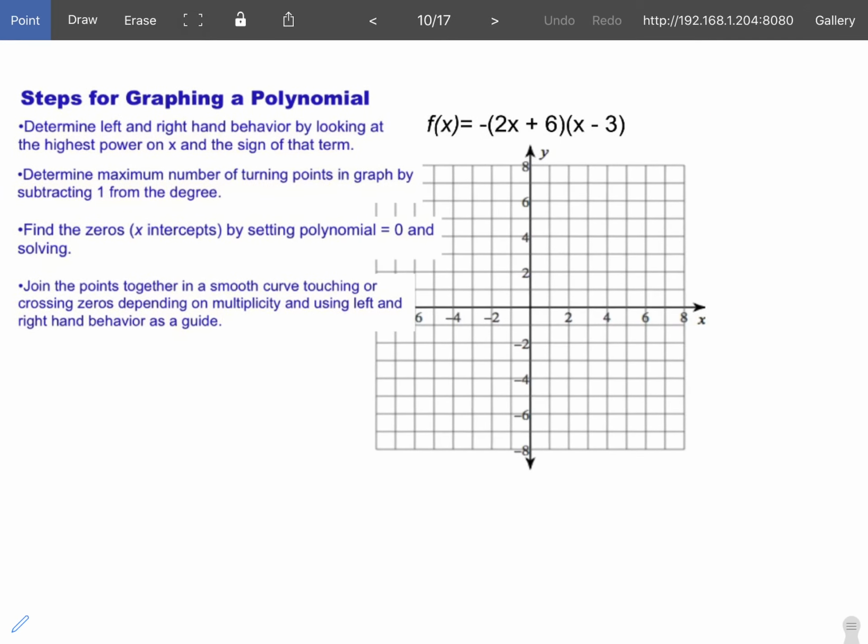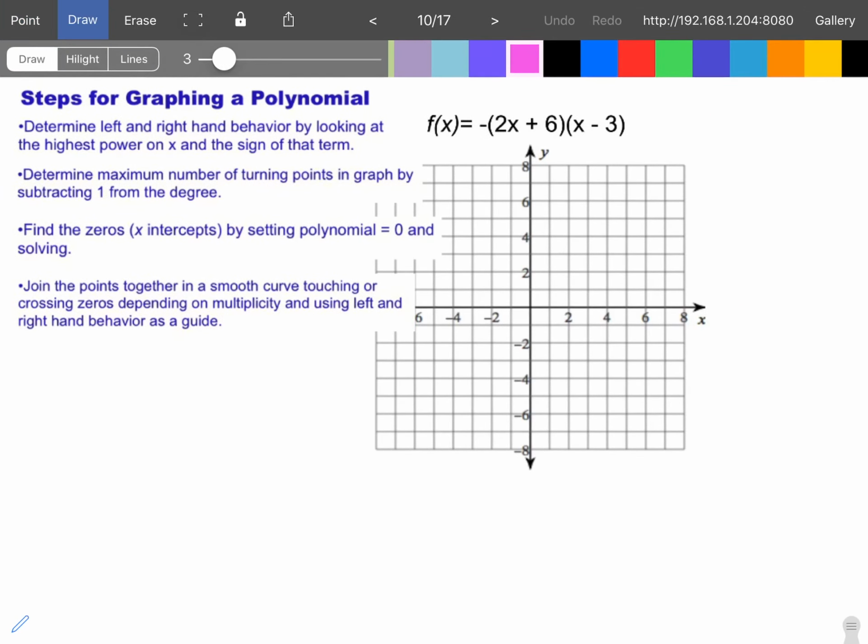Okay, let's try the next one. Okay, so we look at our x's, and so this is going to be an x squared. We have 2 of them. So that means since that degree is 2, that's an even degree. So the ends go in the same direction. We also know because of the negative out here that they are going to both point down.